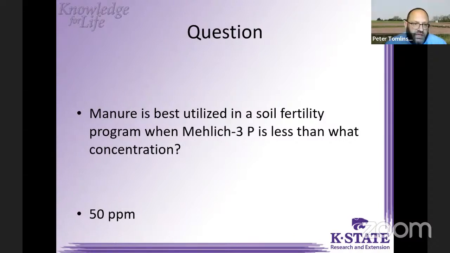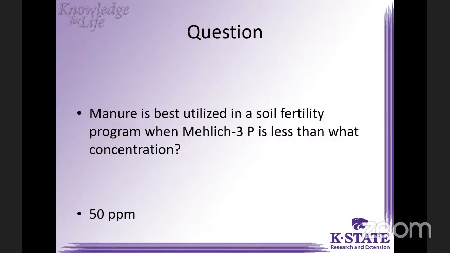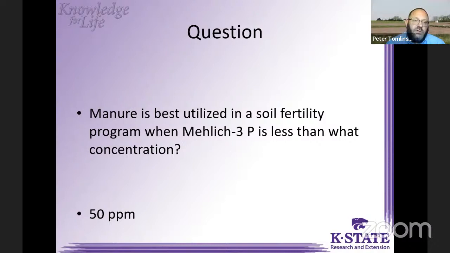So, I would say, certainly, managing at 30 or less is the opportunity to get the greatest value out of that manure. We would expect the greatest response at soil test phosphorus levels less than 30 parts per million. But certainly that upper threshold, and what I've got here, is 50 parts per million. So anything with a soil test P less than 50 parts per million, there's a great opportunity to maximize the value of utilizing manure in your soil fertility program.